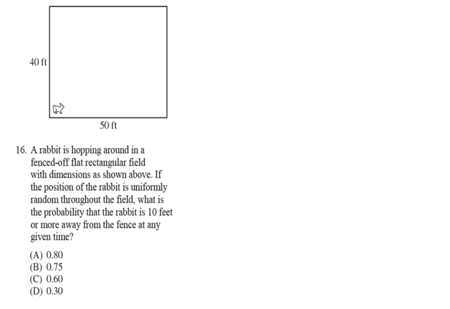With problem number 16, a rabbit is hopping around in a fenced-off rectangular field with dimensions as shown above. If the position of the rabbit is uniformly random throughout the field, what is the probability that the rabbit is 10 feet or more away from the fence at any given time? So this problem is what I would classify as a geometric probabilities problem.